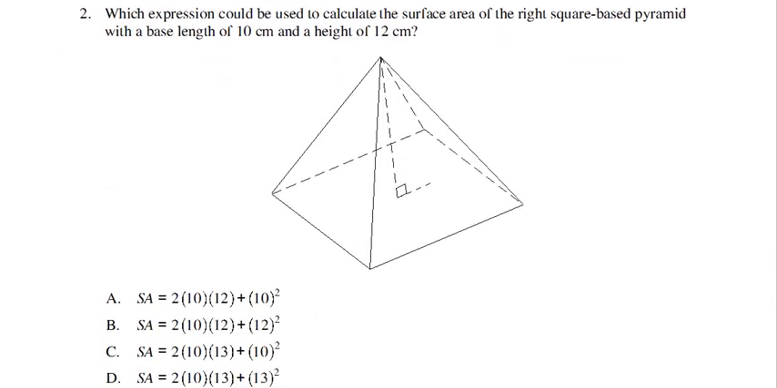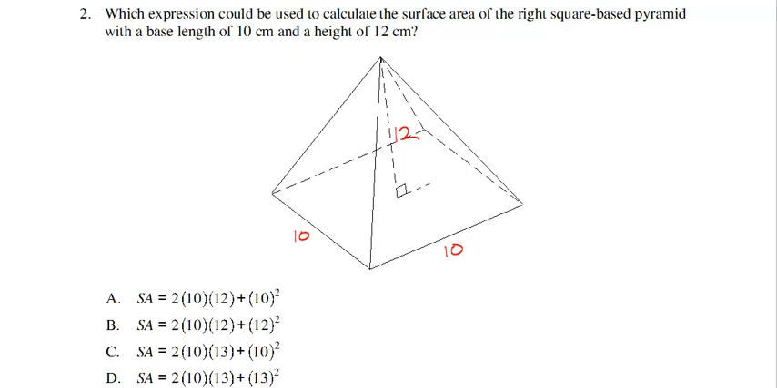Number 2. Which expression could be used to calculate the surface area of the right square base pyramid with a base length of 10 and a height of 12? So they're saying the base length is 10, so that would mean this dimension right here is 10, and this dimension here is 10. Well, of course, all of them around are 10. We also know the height, so the height coming from top to bottom right here is going to be 12, like so. And since we're looking for the surface area of this thing, you should note that we have two different figures. We have the square, they tell you it's a square at the bottom.